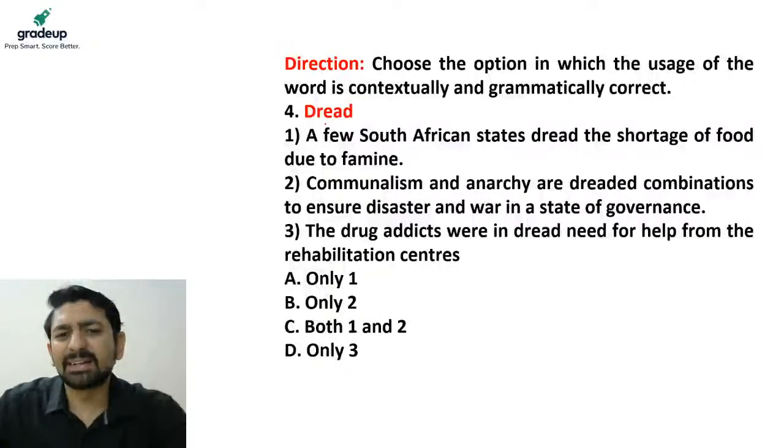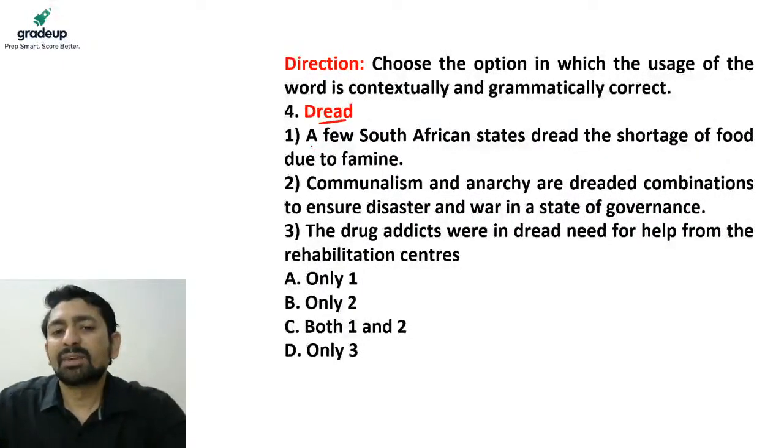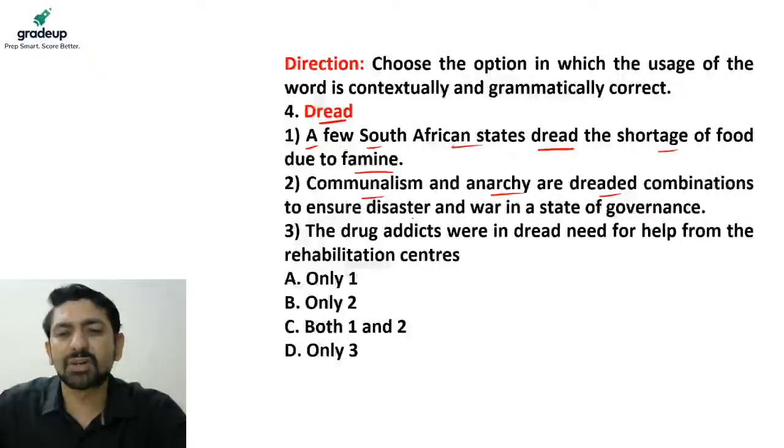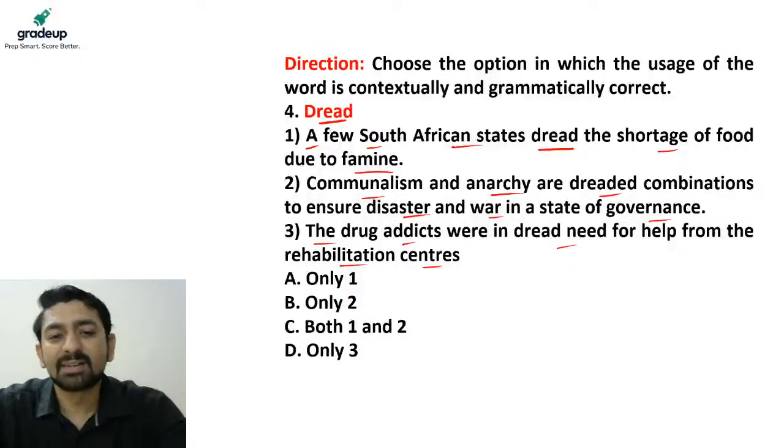Next question is dread. Okay, next word is dread. First sentence says a few South African states dread the shortage of food due to famine. Second says communalism and anarchy are dreaded combinations to ensure disaster and war in a state of governance. Third says the drug addicts were in dread need for help from the rehabilitation centers. So 1, 2, and 3, which do you think is the correct answer for this one? Take your time, but I want you to answer quickly.